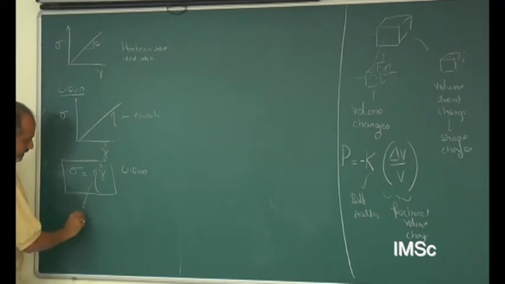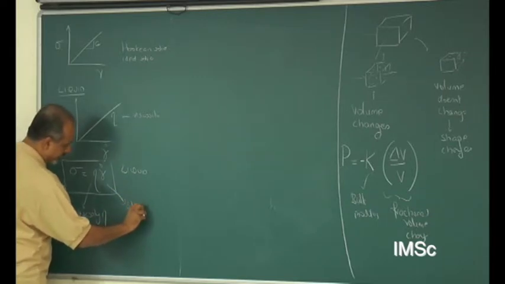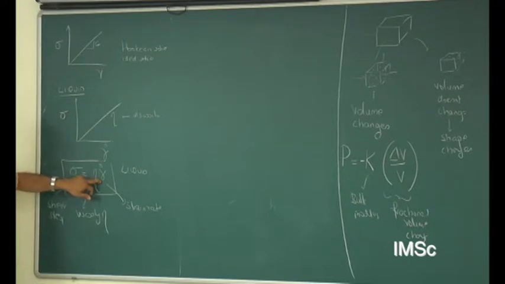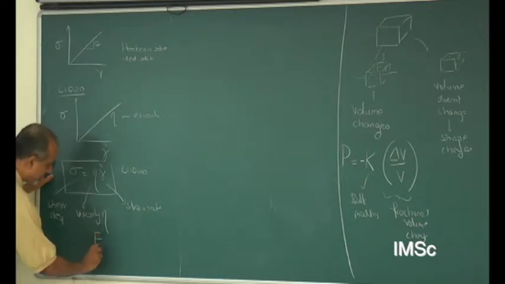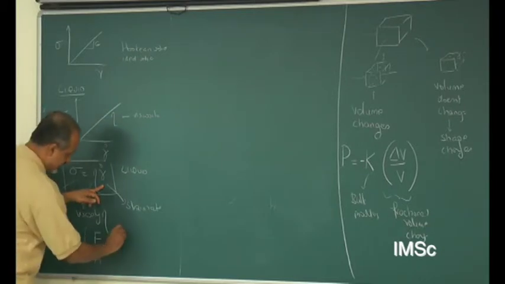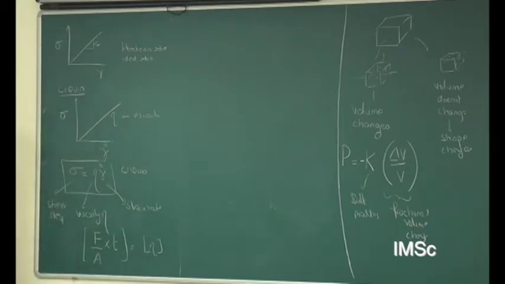Here the different terms are the viscosity, eta, the strain rate, gamma dot, and the shear stress, sigma. And these have the same units. Sigma is a force per unit area. Gamma is dimensionless. Gamma dot has the dimensions of 1 over time. Therefore, eta has a dimension of force per unit area times time. This is the dimension of the quantity eta. Okay?